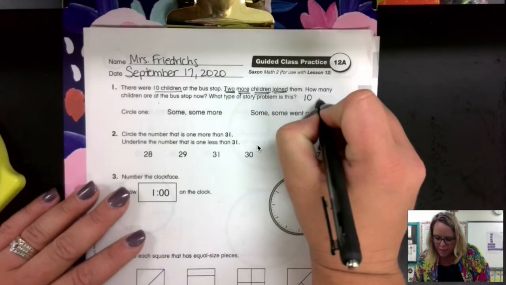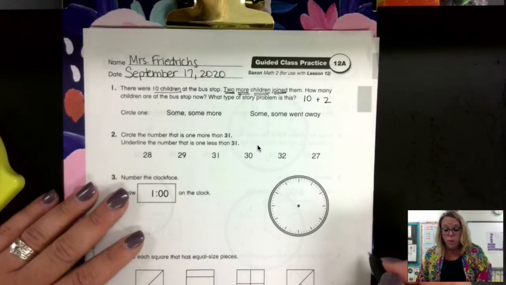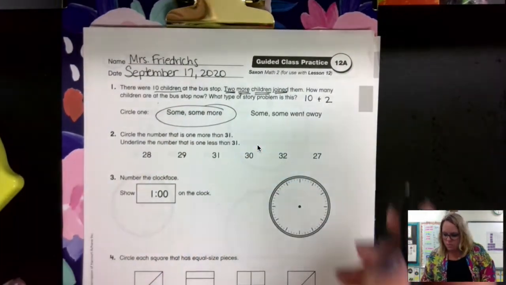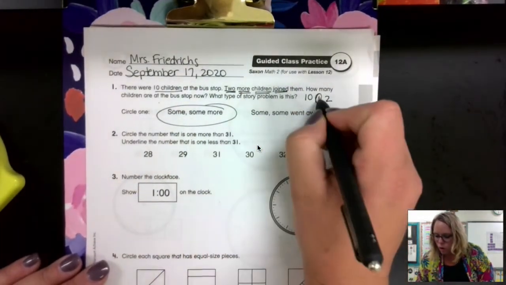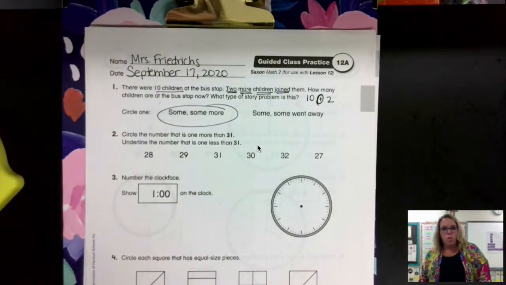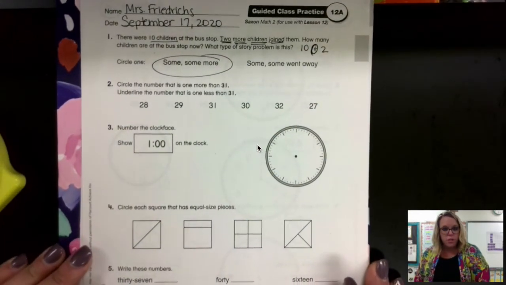So we had 10, 2 more joined. Is that some more, or some went away? We know that that's some more. How'd I know? We had 2 more join. 2 more joined them. That's adding. That's some more. Let's go ahead and take a look at number 2.